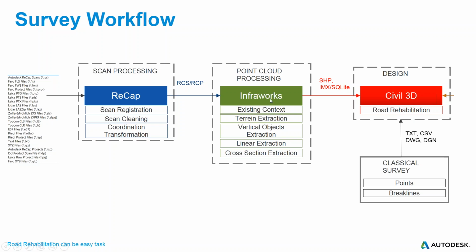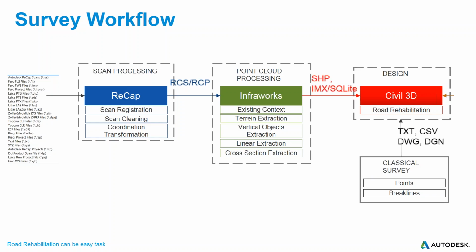And in InfraWorks, we can do terrain extraction, so we can produce just the terrain, and we can extract vertical objects. Basically, these will be different objects. We can do linear extraction, we can produce cross sections, and all this data we can take and bring to Civil 3D. And not only this, I made here also classical survey, because if you have some combination of point cloud and classical survey, we can very easily combine everything in Civil 3D and finally make a road rehabilitation.